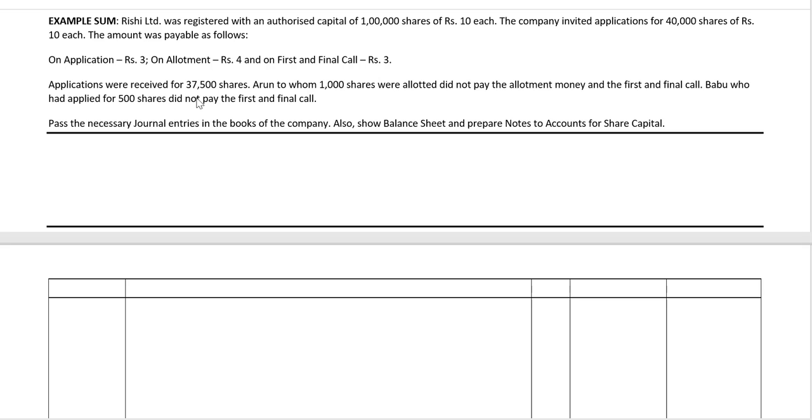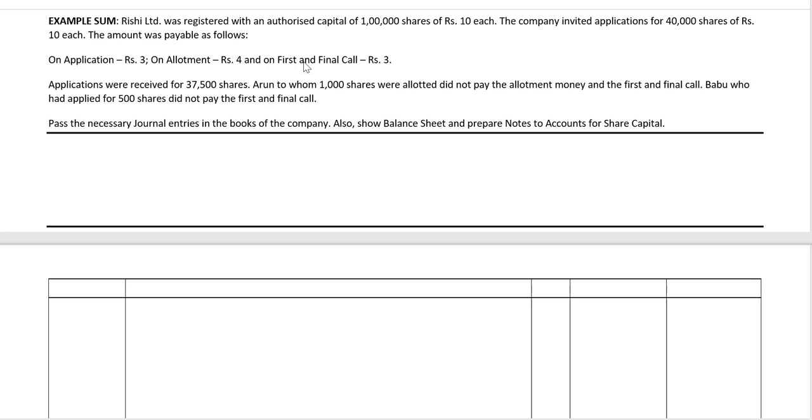Applications were received for 37,500 shares. Arun, to whom 1,000 shares were allotted, did not pay the allotment money and the first and final call money. Babu, who had applied for 500 shares, did not pay the first and the final call. Pass the necessary journal entries in the books of the company and also show the balance sheet and prepare notes to accounts for share capital.